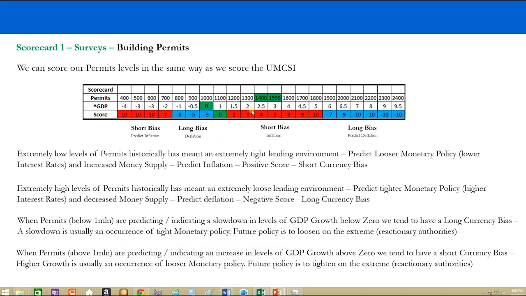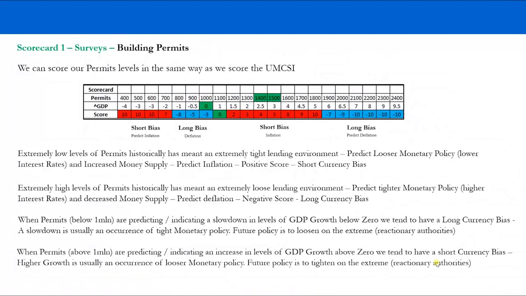Now, when permits are above 1 million, we're predicting or indicating an increase in levels of future GDP growth above 0. And we tend to have a short currency bias because higher growth is usually an occurrence of looser monetary policy. And on the extremes, future policy is to tighten, as we've already seen. So you can see how the scorecard of building permits actually looks.